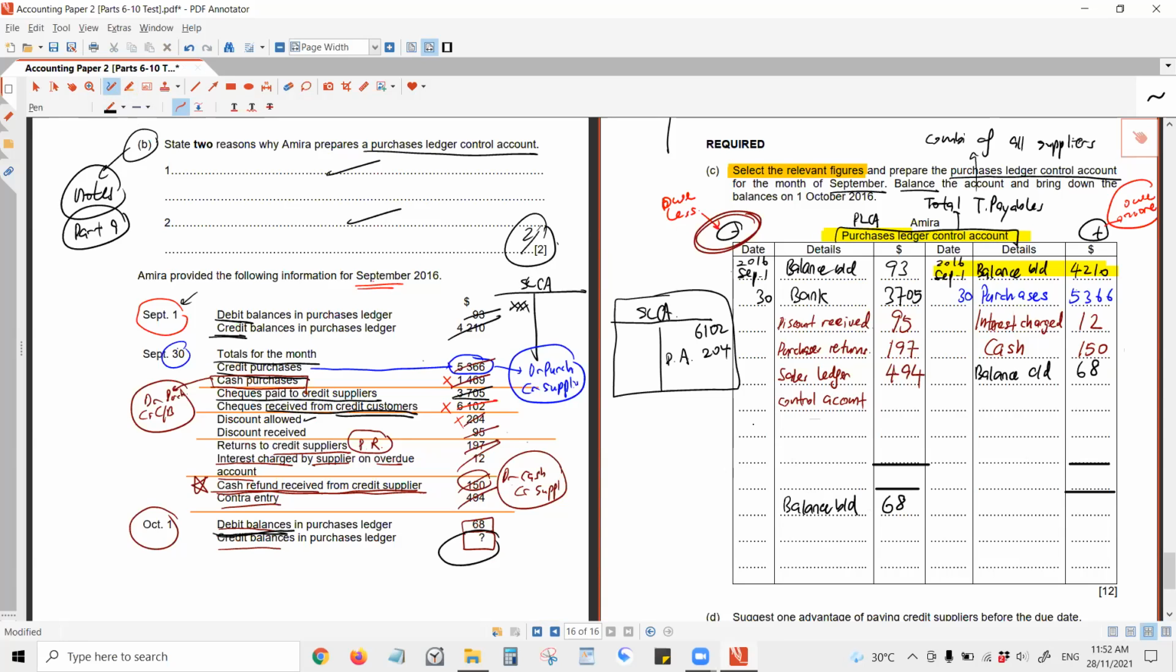Where is the missing number? The missing number is here. We have to find the missing number ourselves. So I put a question mark there. You don't put a question mark there, I'm just showing you that's the missing number. Complete the dates first. The date is October 1st, 2016. Then here is the missing figure.